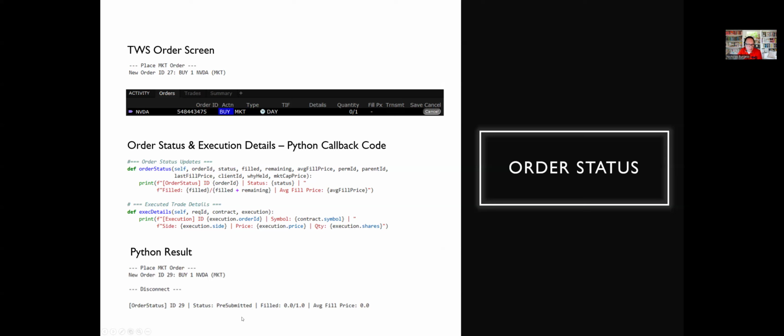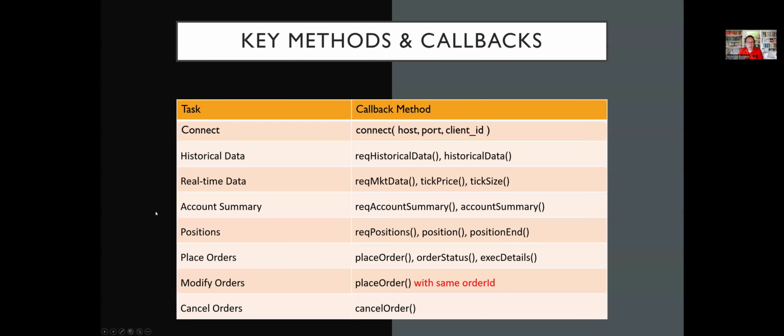And you can see here, I submitted an order on the weekend for one share in NVIDIA, and the status is pre-submitted because it's on the weekend. You can see it's 0 filled, and I'm trying to buy one share in NVIDIA at the market, with 0 fill. So that's coming from the order status, and if it did execute, you would get back an execution message from this callback, the exec details. So that's how you monitor order status and execution details.